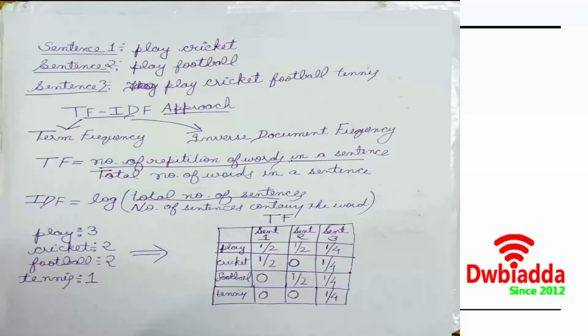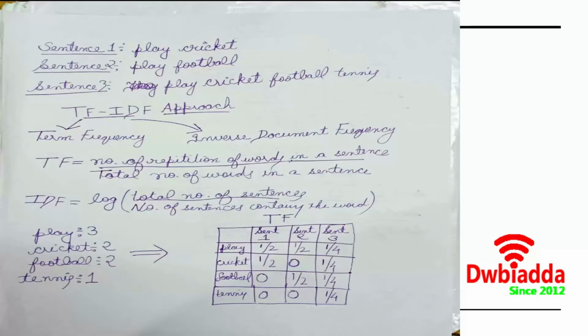Maybe I had a very large sentence with more words, but then I did my pre-processing, the 3 building blocks: tokenization, lemmatization and stopwords removal, and this is the final result that I have got. So I have 3 sentences: play cricket, play football, play cricket football tennis. Now I want to convert these 3 sentences into vectors, that is, into numerical forms, but this time using the TF-IDF approach.